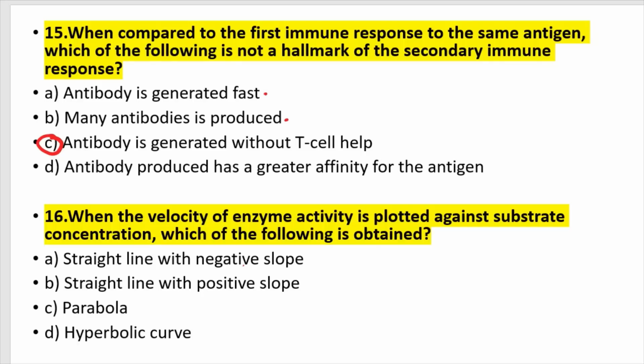All right, 16. When the velocity of enzyme activity is plotted against substrate concentration, which of the following is obtained? It is a hyperbolic curve. So a hyperbolic curve is obtained when the velocity of an enzyme activity is plotted against substrate concentration. Okay, so you should go through these tables. They are very important.